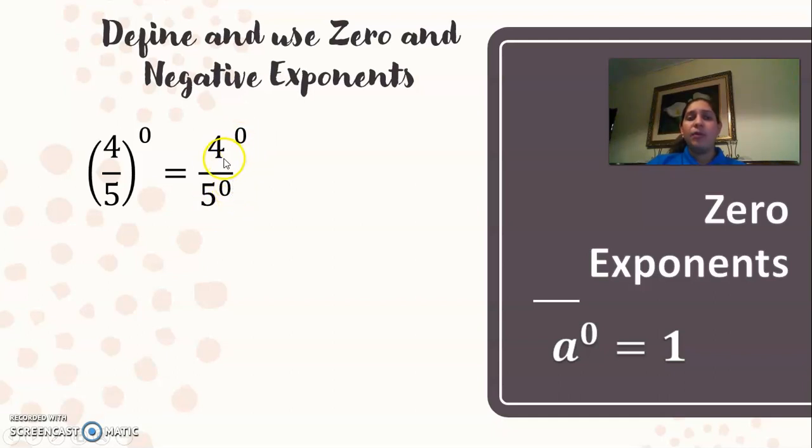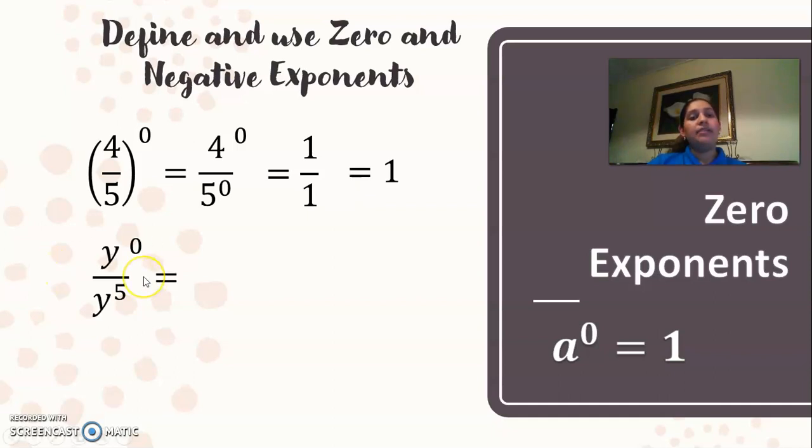So how much is 4 raised to the power of 0? Well, any number raised to the power of 0 is 1. So I'm going to have 1. And 5 raised to the power of 0, again I apply my property and I'm going to have 1. This way I have 1 over 1, and 1 over 1 is 1. So I have it like this.